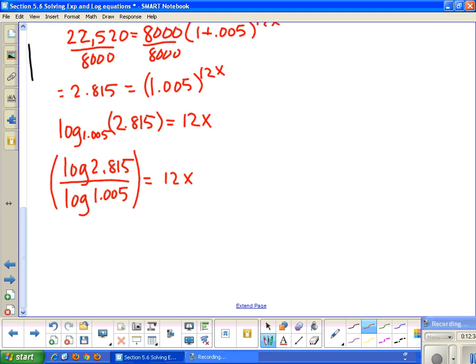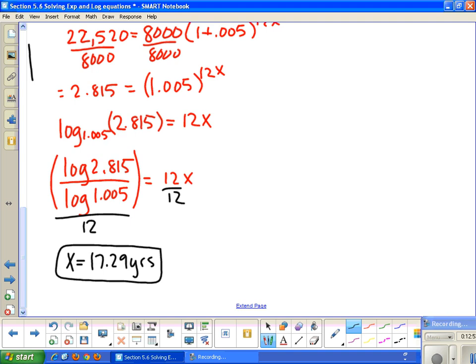After I do all of this in my calculator, then I'm going to divide both sides by 12. And you want to try not to round your answer until the very end. So when you do all of that divided by 12, you end up with x, your time, being equal to 17.29 years. You could also check that by plugging it into your calculator and seeing if you get the intersection.